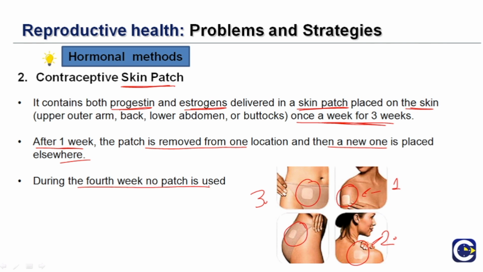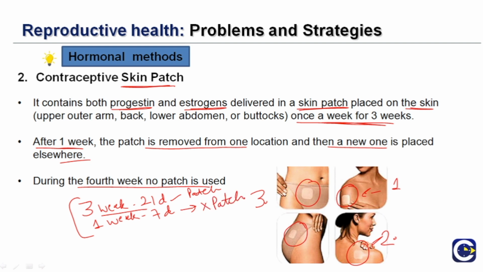If you see, the mechanism is still similar to that of pills, where you were taking the pills for 3 weeks or 21 days, and then you were not taking anything for 1 week or 7 days. So the mechanism here is again the same. For 3 weeks you will put the patch, and for 1 week there will be no patch. And during this time, again, the menstrual bleeding will take place.